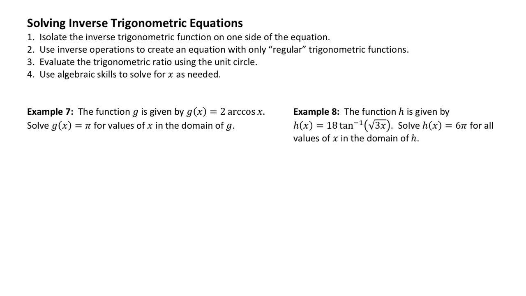So here are the steps for you to solve inverse trigonometric equations. Step 1 looks very similar. You're going to isolate the inverse trig function on one side of the equation, just like we did with regular trig. Then we're going to use inverse operations to create an equation with only regular trig functions in it, the non-inverse, if you will. Then you're going to evaluate the trig ratio using the unit circle, and then if there's any algebraic skills needed after that, you will see an example of that, you will solve for x.